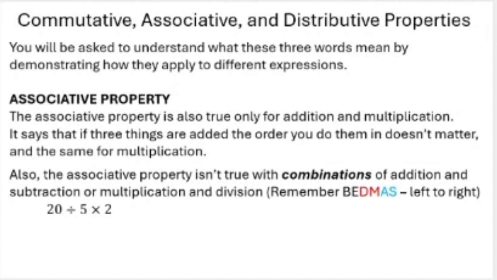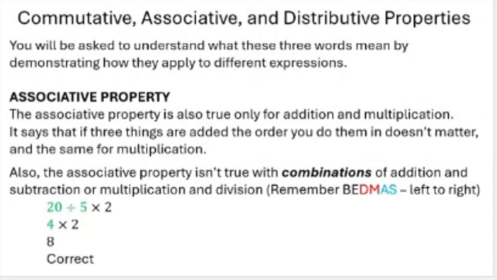So if we have 20 divided by 5 times 2, you have to go left to right. Division and multiplication are tied. They go at the same time. You have to do the 20 divided by 5 first, which is 4, then times 2 and get 8. You cannot go 5 times 2 first and get 10, with an answer of 2, which is incorrect.